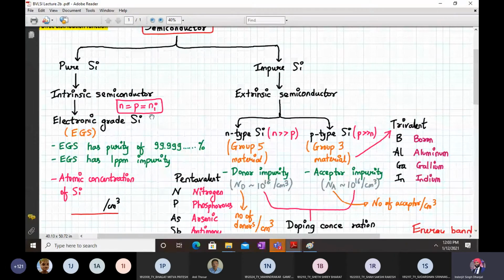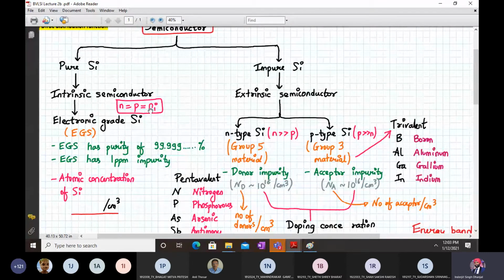Now what do you mean by intrinsic semiconductor? N. What is N? N is the electron concentration. What is P? P is the hole concentration. What is Ni? Ni is the intrinsic carrier concentration. So if it is an intrinsic semiconductor, the number of holes and the number of electrons are the same. Their concentrations are the same.